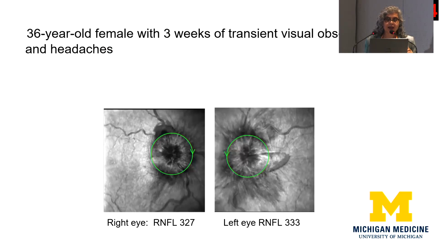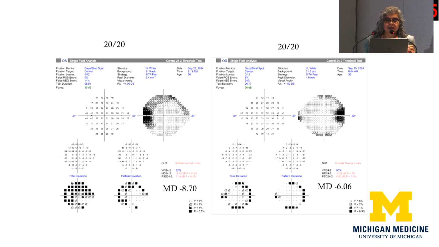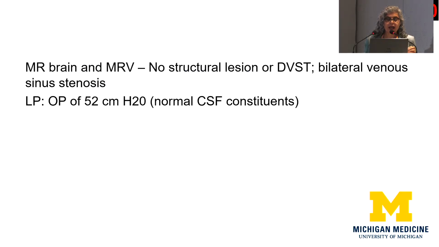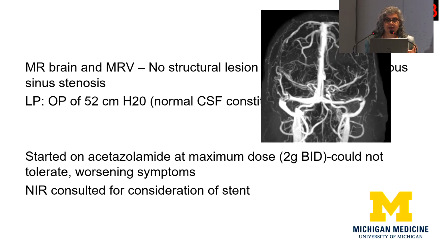This is a 36-year-old female with 3 weeks of transient visual obscurations and headaches. She has some reduction in visual field, and she gets an MR brain and MR venogram, and there is no venous sinus thrombosis, but there's bilateral venous sinus stenosis. Opening pressure is elevated. So this is a candidate just for medical treatment. Certainly we'll try that. She was started on acetazolamide, but could not tolerate it, had worsening symptoms, and at that point, being refractory to the treatment, the neurointerventionist was consulted for consideration of stent.